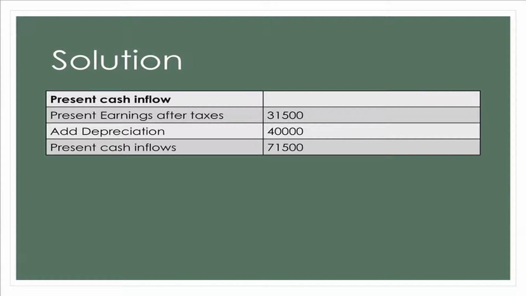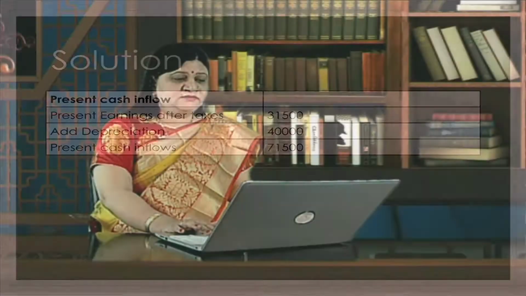Here, we know that depreciation is given as 40,000, and one more depreciation we can compute by applying the formula: cost of the asset divided by life of the asset. For the new asset, that is 40,000 divided by 8, so 5,000 will be the new depreciation which will be added.